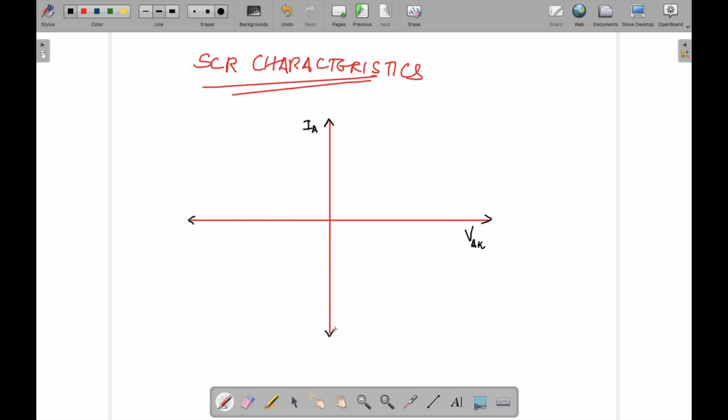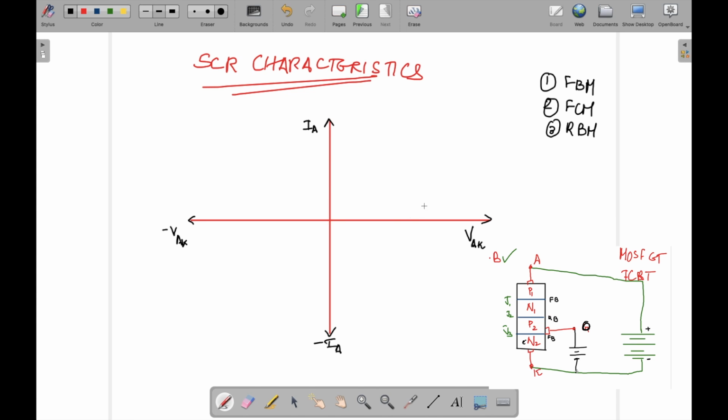So naturally the reverse will be, this can be taken as minus VAK because we have changed the polarity, right? This will be reverse bias condition. And this will be the other opposite current, minus IA. Okay, so now here we can see, let us start with the modes. So as I told you, we have three modes. First is known as the forward blocking mode. Second one is called as the forward conduction mode. And third one is called as the reverse blocking mode.